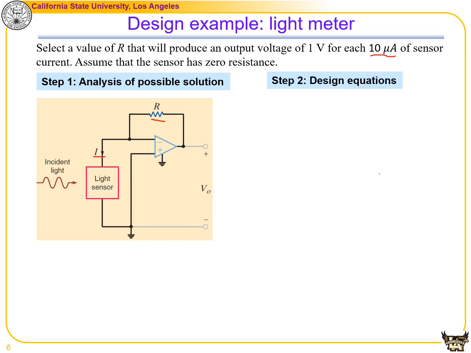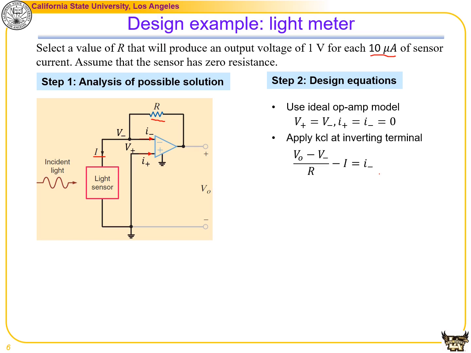So the second step is to come up with the design equations. We're going to use the ideal op-amp model for analysis. It implies that V plus is equal to V minus, and I minus is equal to I plus, which is equal to 0. Then we can apply KCL at this inverting terminal. The current that goes into the node V minus is equal to the current leaving the node, so we have the equation (VO minus V minus) divided by R, minus the current I, that is equal to the current leaving the node, I minus.